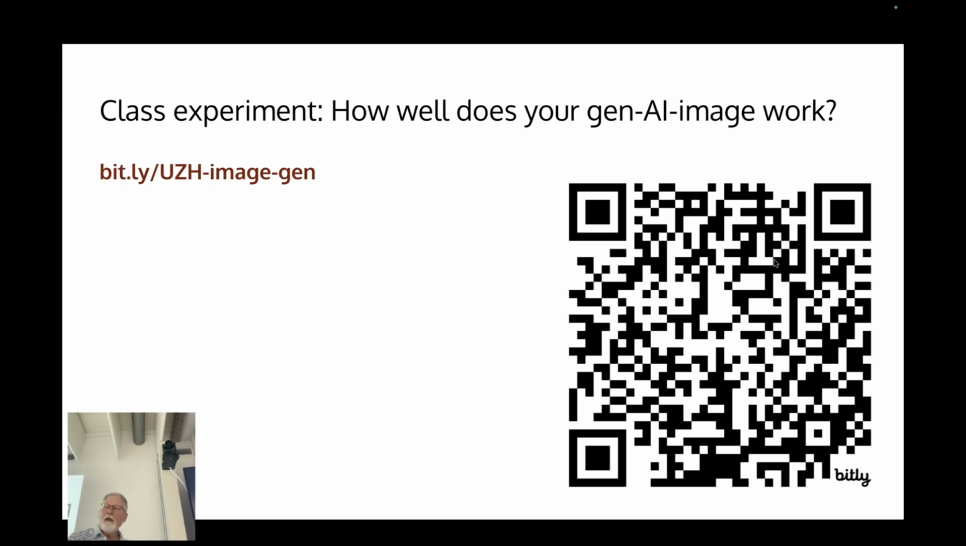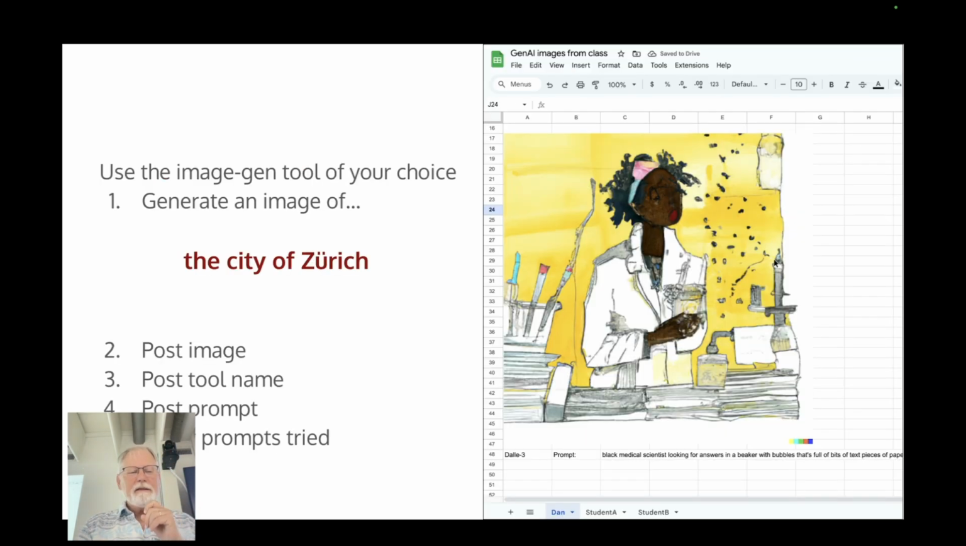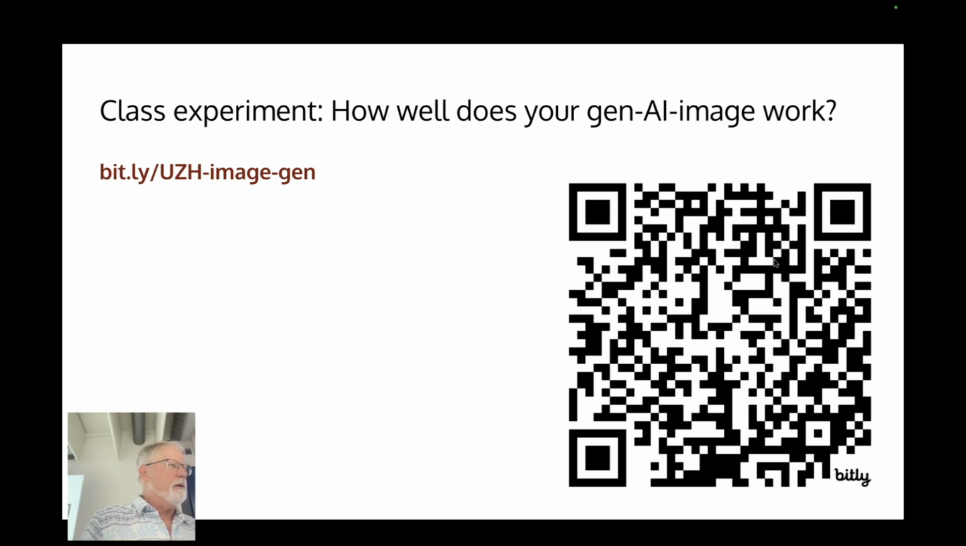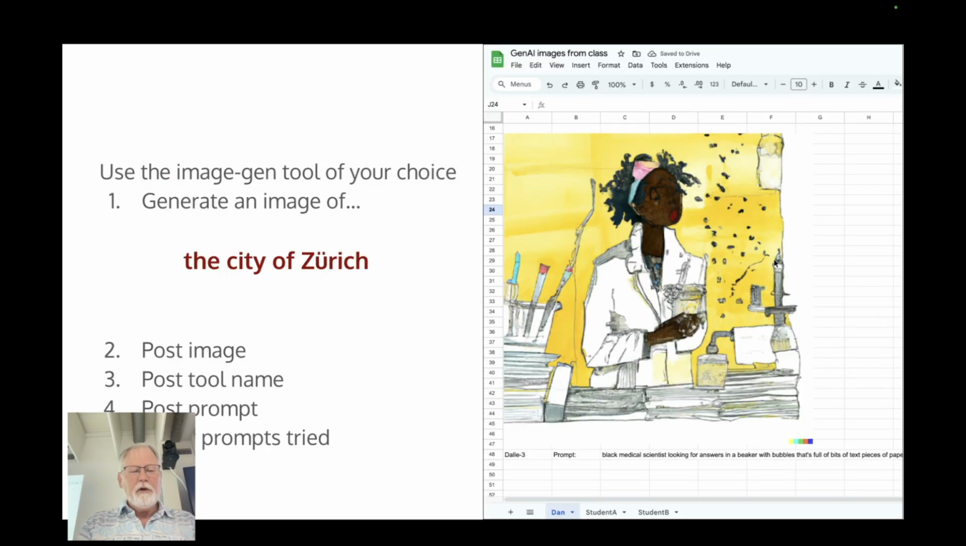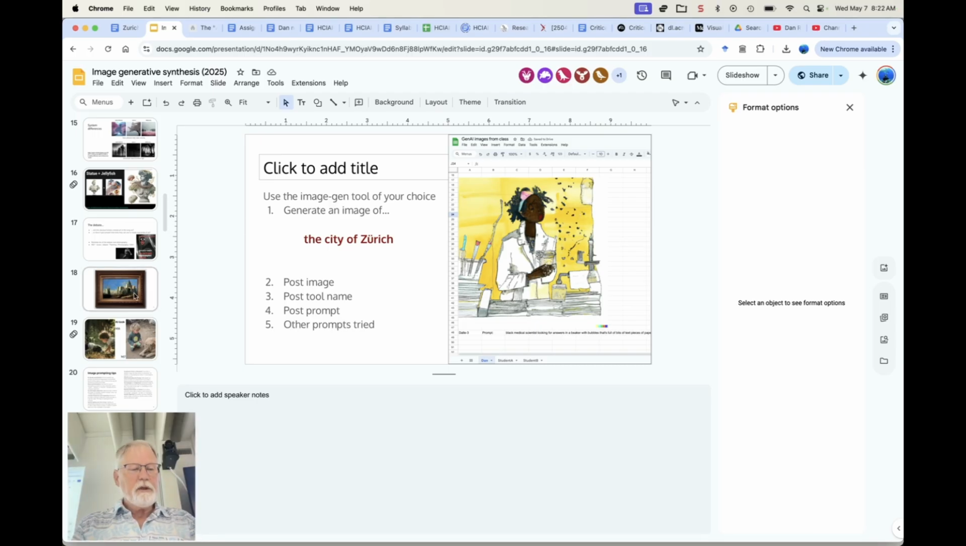So I want you to whip out your phone or your laptop. Actually, your laptop is probably better for this, because I want you to participate in this little experiment we're going to do right now. Okay? I'll come back to this. Let me put this up so you can get to it. What this will take you to is a Google Sheet that will look like this. Okay? And it's GenAI images from class. So actually, I'm going to jump to it just so we can all look at it together.